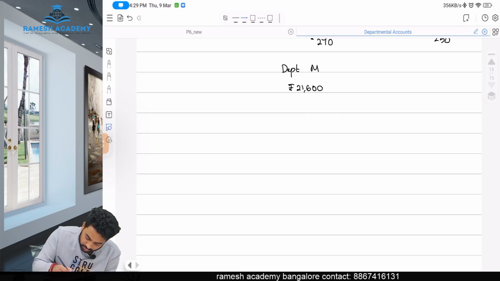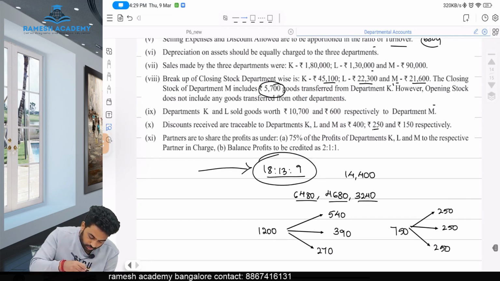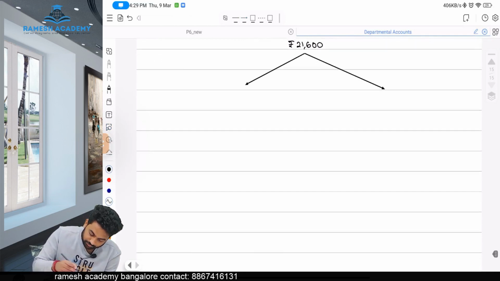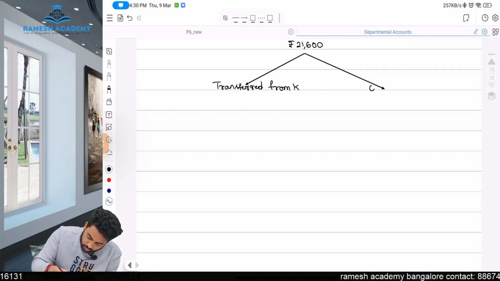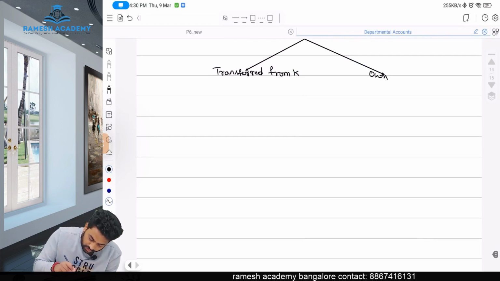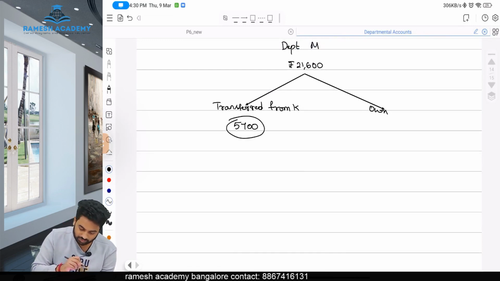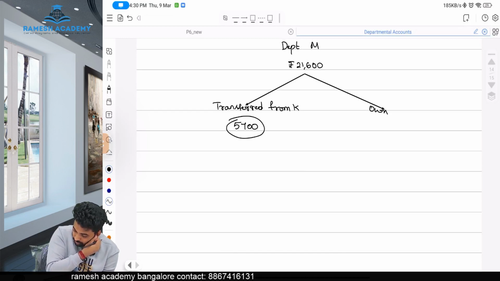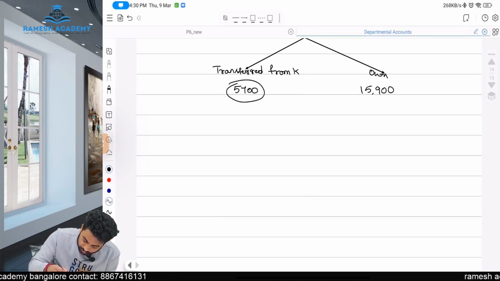In this 21,600, you can divide the stock into 2: stock transferred from K, and own. 5,700 is what is transferred from K. So basically 15,900 is own. Okay, done.